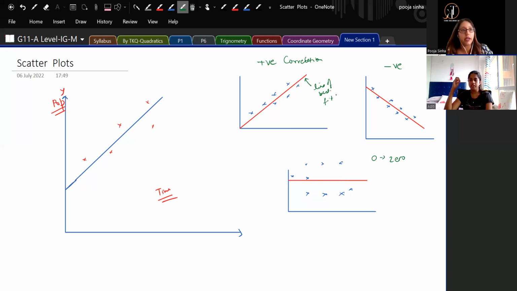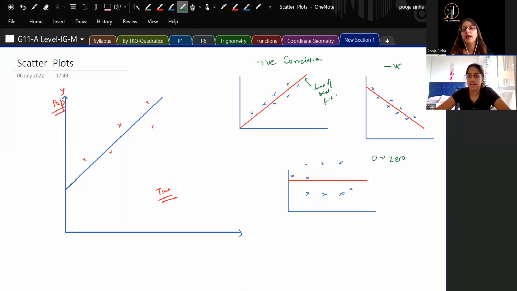Positive correlation. When the temperature goes up, sale of jackets goes down. When the temperature goes down, sale of jackets goes up. What kind of correlation? It'll be a negative correlation, because as the temperature rises, the need to have jackets becomes lesser. So it's a negative correlation.